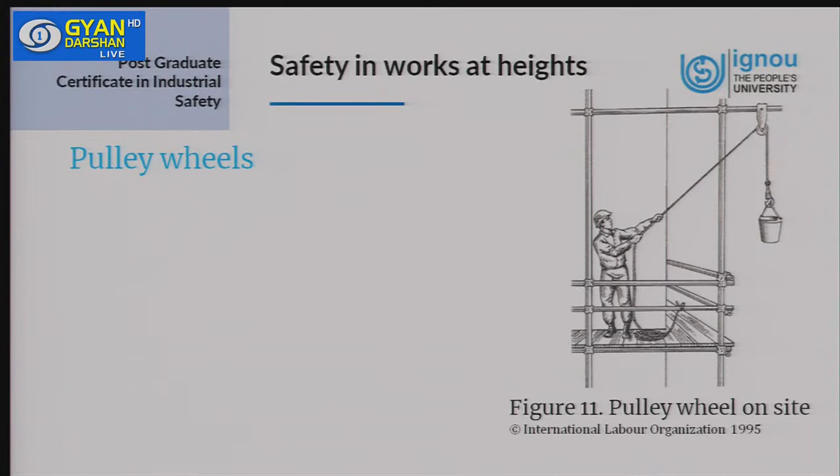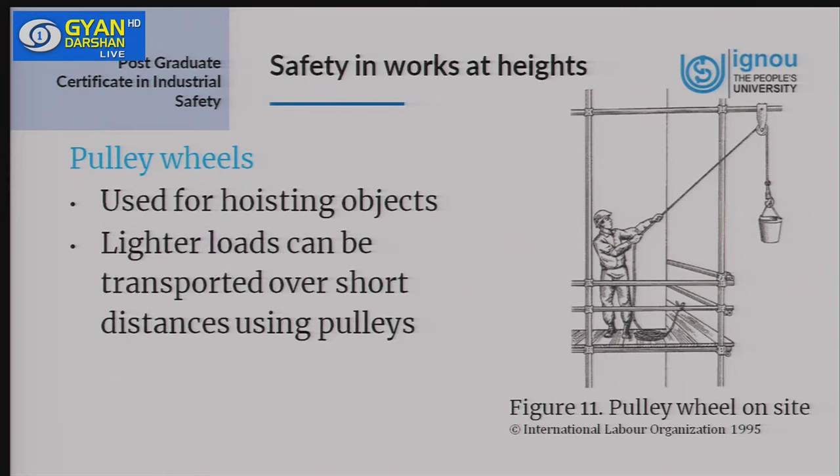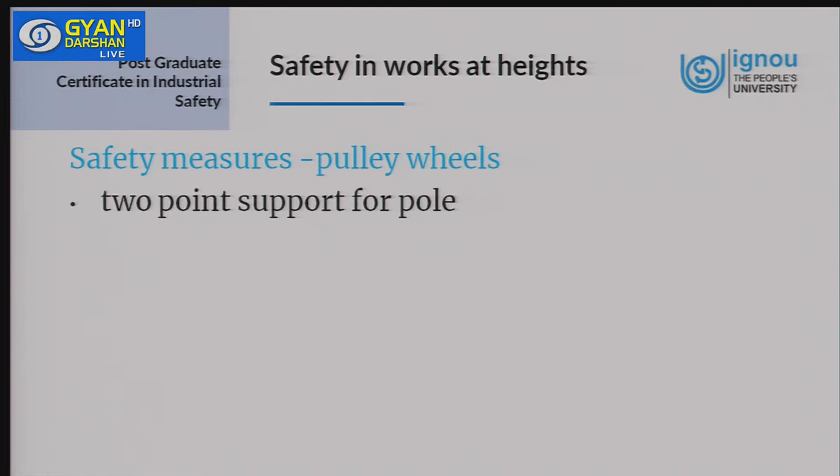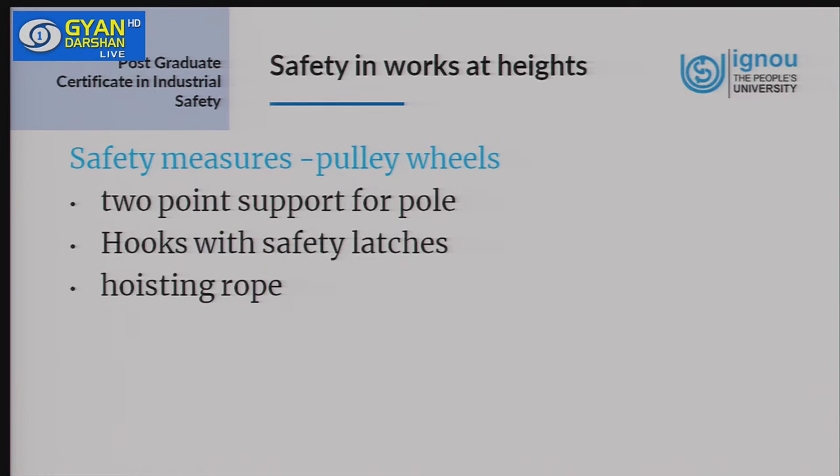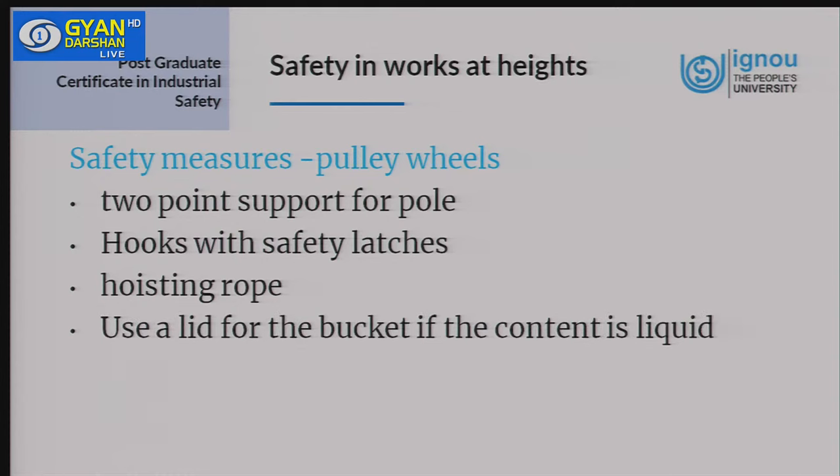Now we'll move on to pulley wheels. Pulley wheels are used for transporting smaller objects onto a site, for hoisting or raising objects from ground level to a higher level. They are used mostly for lighter loads, and they are also called gin wheels. Some of the safety mechanisms for pulley wheels are to always have a two-point support for the pole, use hooks with safety latches, and have a hoisting rope that is well maintained and checked at every interval. Use a lid for the bucket if it contains liquid, and do not overload.